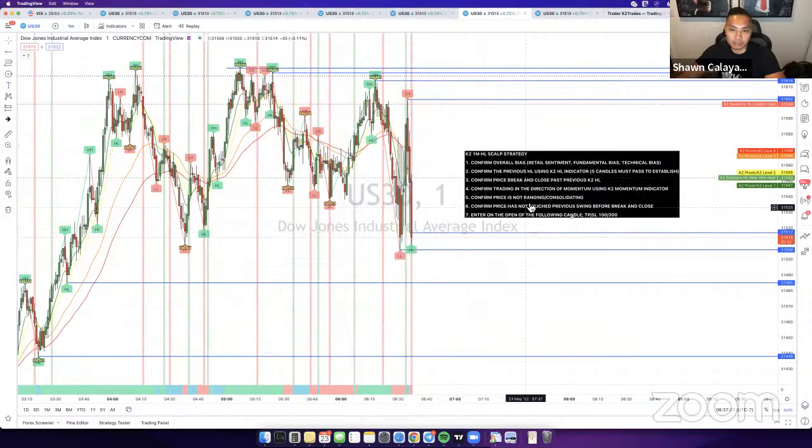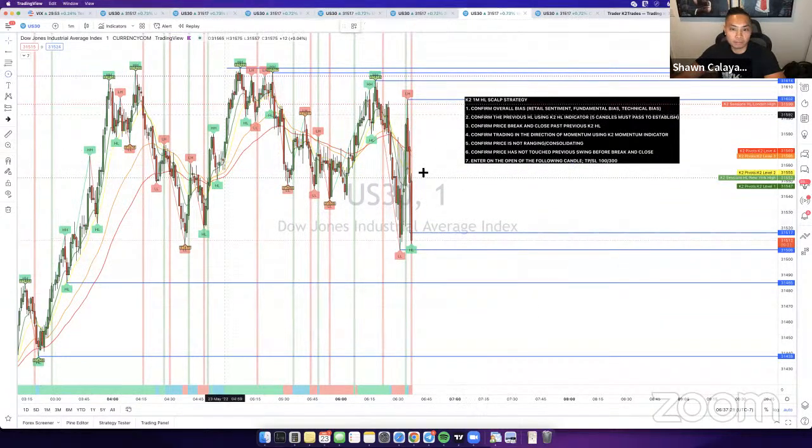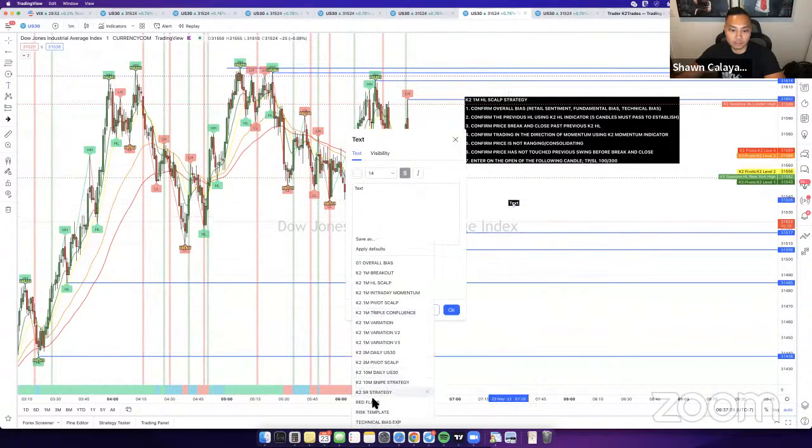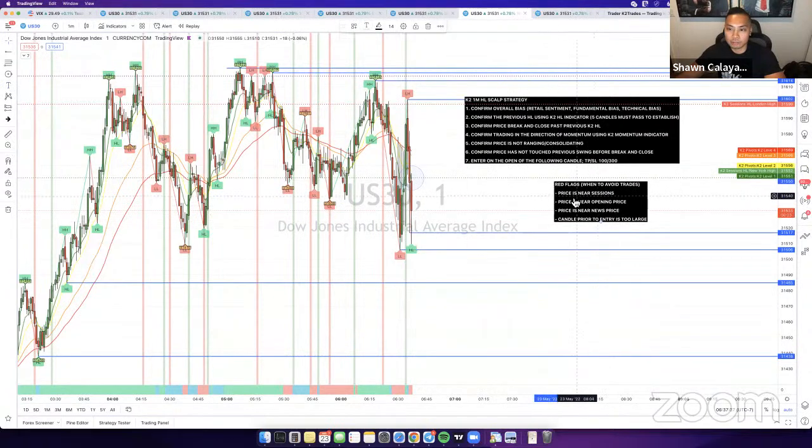However, I'm probably not going to take it because, for one, it's bouncing right off the session. So that's a risky point. Also, this candle is just too big. So going back to the red flags over here, same situation. Price is near sessions, candle prior to, or it's not even going to close. It's swinging right back up. All right, so no entry off that.